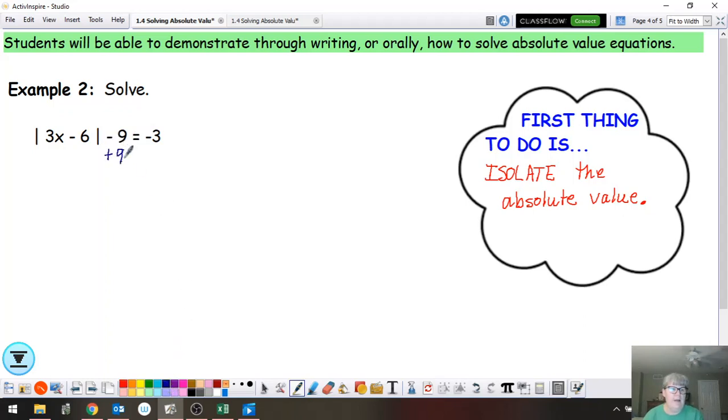So if I add 9 to each side so that I isolate the absolute value, I have absolute value of 3x minus 6 equals a positive 6. Now that can happen. There are two numbers that have an absolute value of positive 6, 6 and negative 6. So I'm going to solve the equation 3x minus 6 equals 6. And I'm going to solve the equation 3x minus 6 equals negative 6.